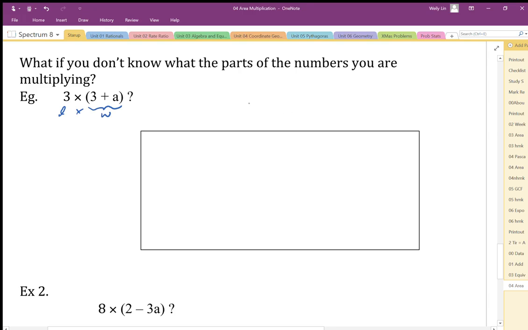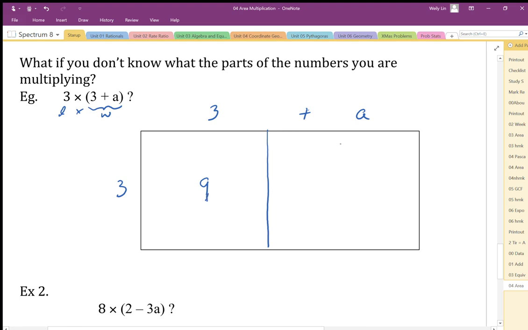inside. So I'm going to break this up into 3 along the vertical, and then 3 plus a along the horizontal. So this area is just 3 long, 3 wide, so we know that there's 9 squares in there. Okay, so that's going to be 9.